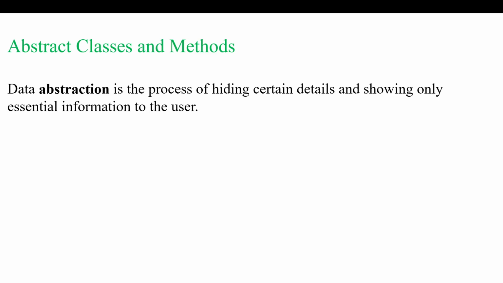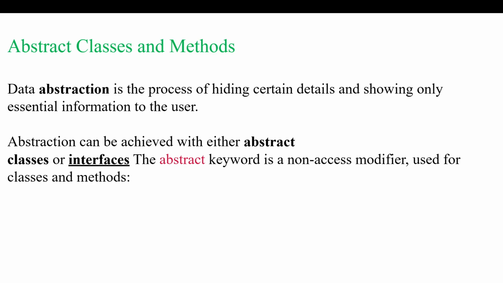The next one is abstract class and methods. So what is abstraction? The process of hiding certain details and showing only the essential information to the user. So the background details are hidden from the user. This concept is called abstraction. It can be achieved with the help of the abstract keyword. The abstract keyword can be used in classes as well as interfaces.